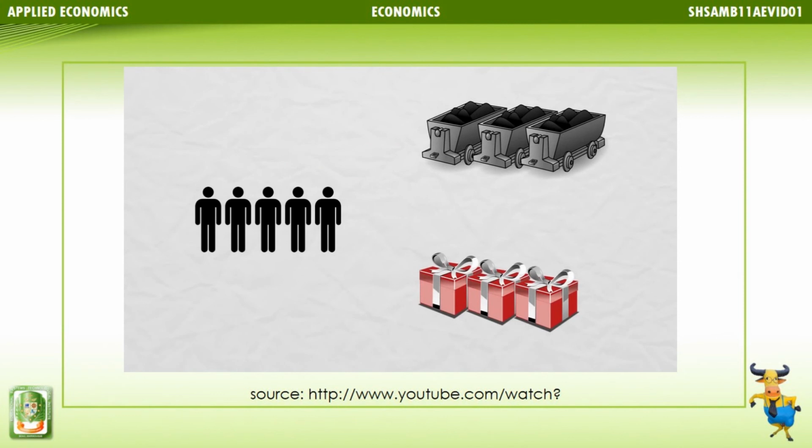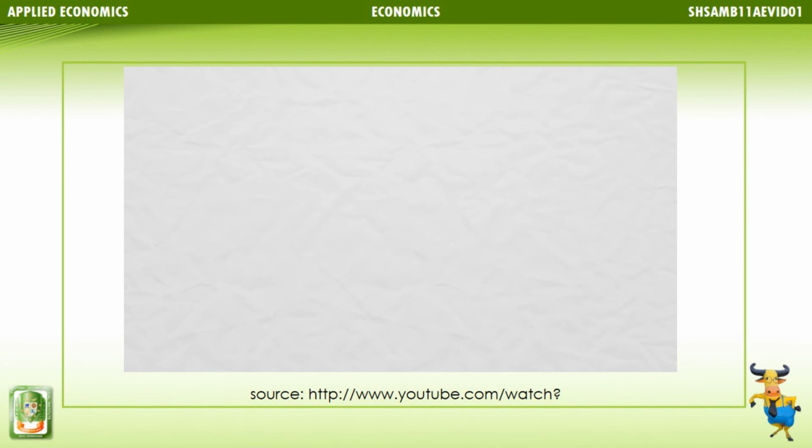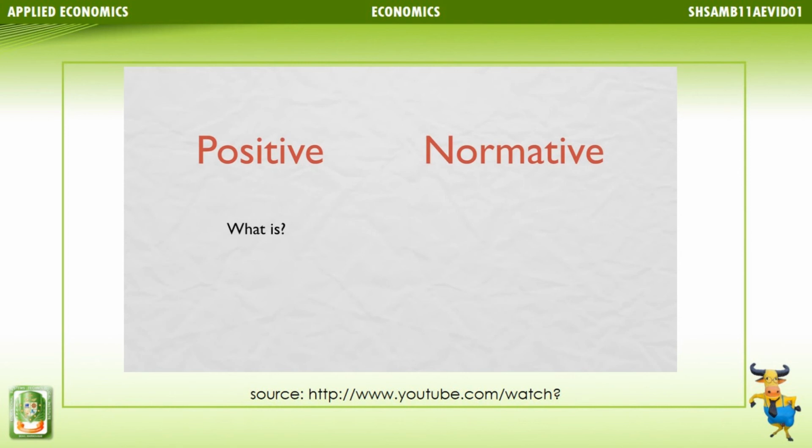Basically, there are people, and people need resources to fulfill their desires. These resources cannot be infinite, but the desires can be, so people need to make choices about how to use their scarce resources. Economists study these choices. All economic questions fall into one of two categories, positive and normative. Positive economics describes what is, and normative economics argues for what ought to be.